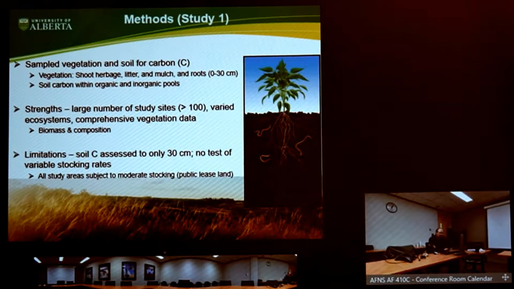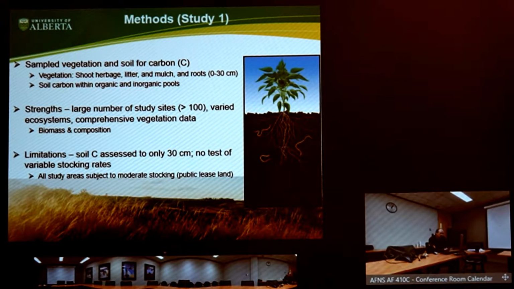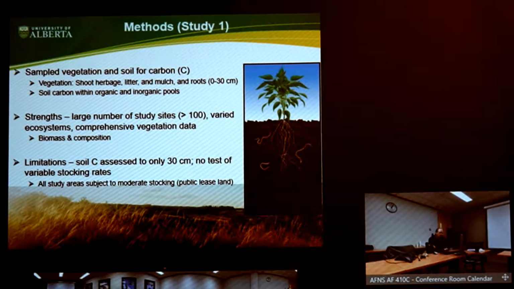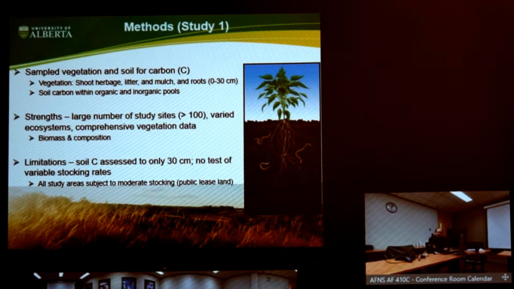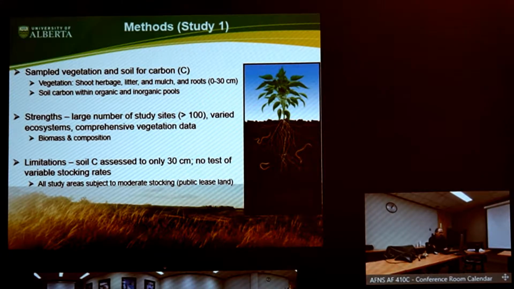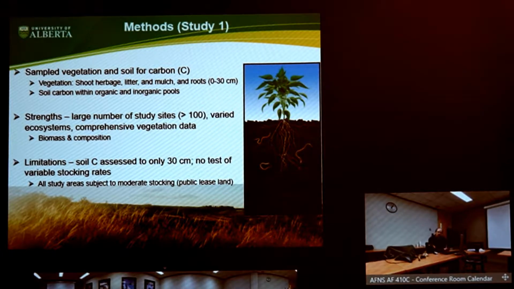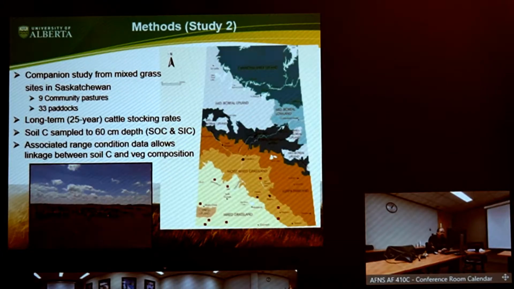One of the limitations that we had, though, was that we were only allowed to assess soil carbon down to 30 centimeters. The reason for that is that these are long-term sites that are being monitored by the Alberta government. These are part of the Rangeland reference area, and they didn't want us taking coring trucks in, which would have allowed us to go down to 60 or 80 or 100 centimeters. And we also did not have a specific test of stocking rate per se. This is simply looking at grasslands with or without long-term grazing. So something to bear in mind as we work our way through this.